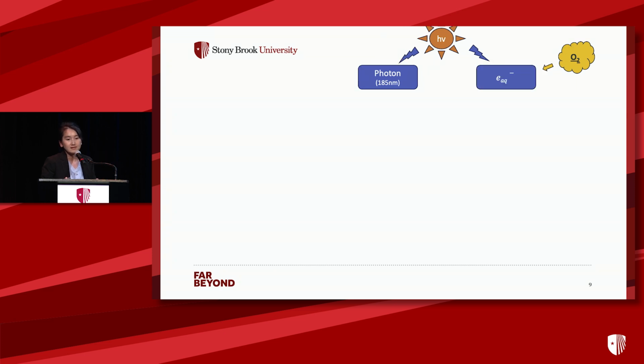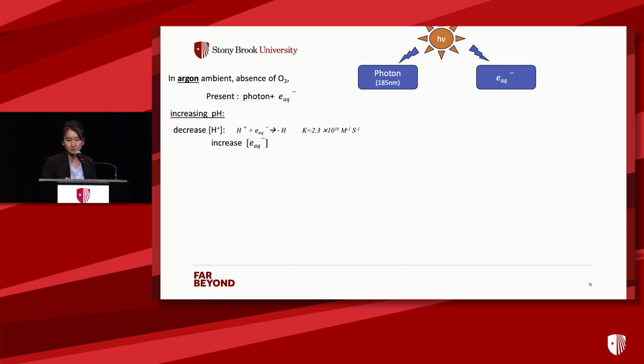Further, we examine the degradations in an argon ambient, which is in the absence of air. In the absence of air, upon light irradiation we have two reactive species, both photons and hydrated electrons. In that situation, when we increase the pH, we are decreasing the hydrogen ion concentration.